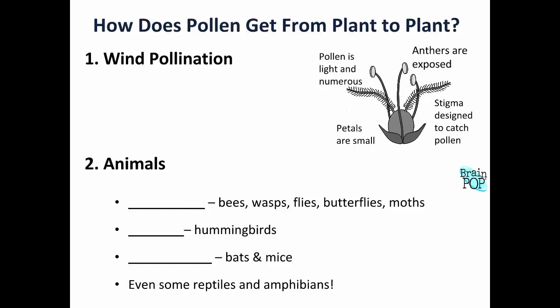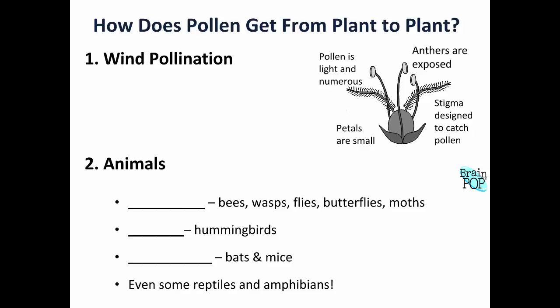So wind-pollinated flowers usually look different from animal-pollinated flowers. And it should make sense why. So wind-pollinated flowers, first of all, often have very small petals, because the purpose of most petals is to attract pollinators, keep them in sort of one enclosed area. But if a plant's relying on the wind to take this pollen and disperse it, having small petals makes sense. So the wind can get at those anthers and take the pollen away.